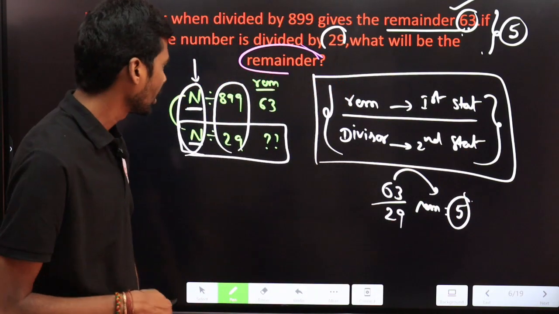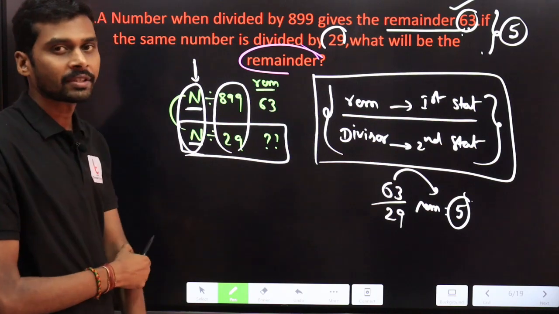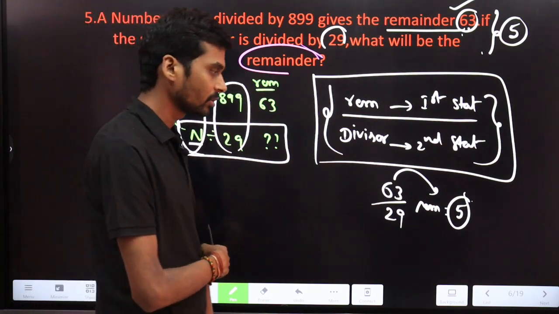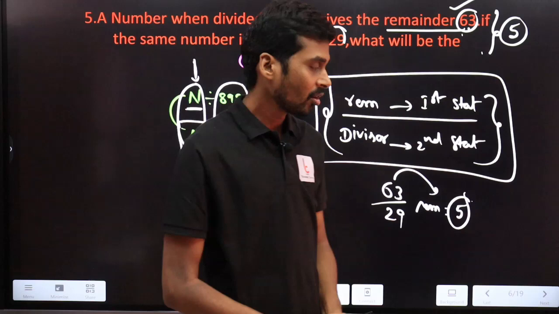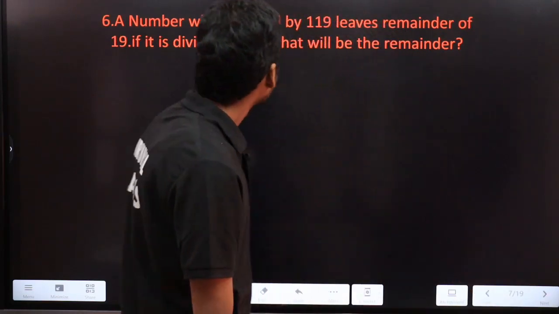Single step. Okay. Only thing is the dividend part must be same. The numerator part is same. So then we can directly take this step. Okay. Let's do the next one.